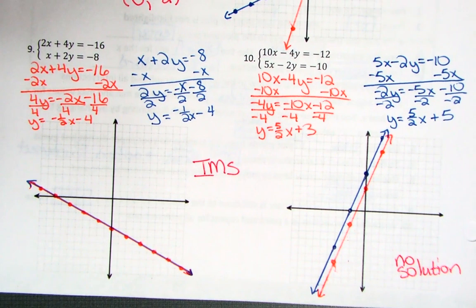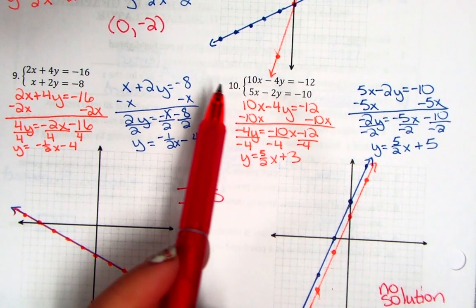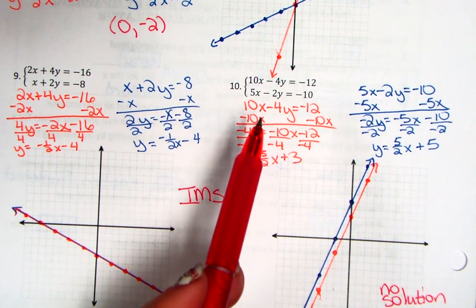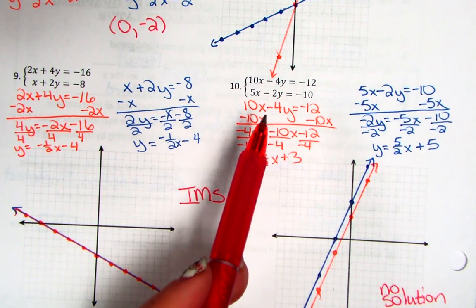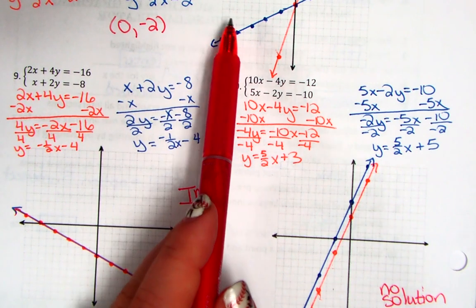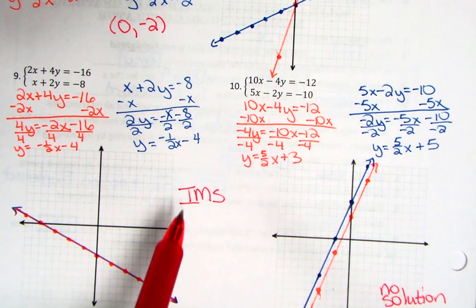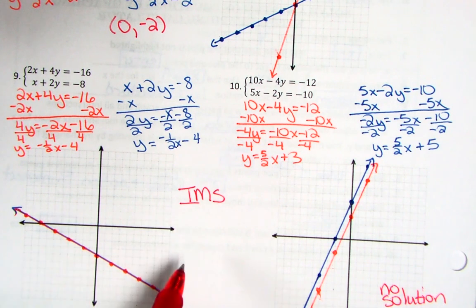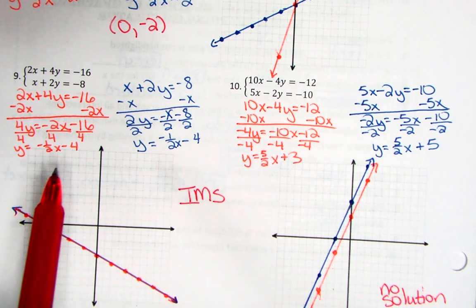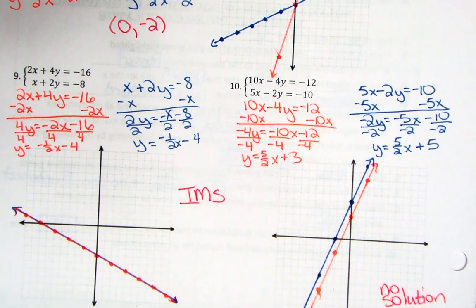Now remember, we can also describe each of these systems as, according to our table there, consistent and independent, consistent and dependent, and inconsistent. If it has one solution, we would say that this system is consistent and independent. Since this one has infinitely many solutions, we would say that this system is consistent and dependent. And since this one is no solution, we would say it's inconsistent.